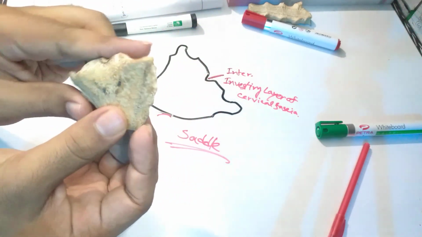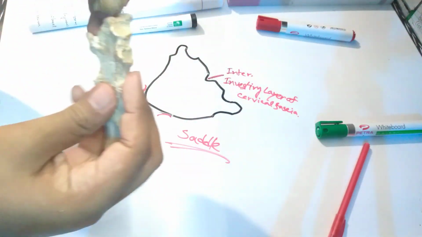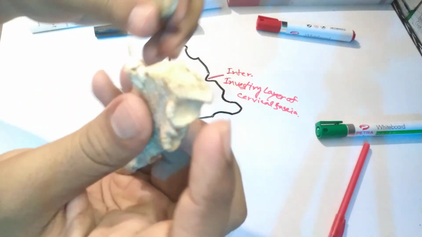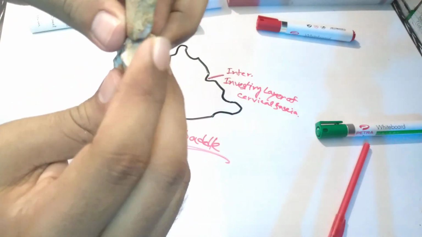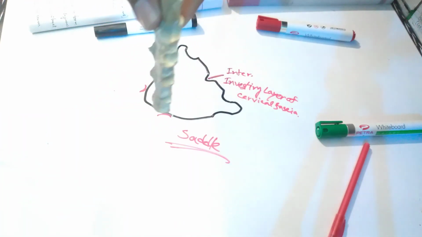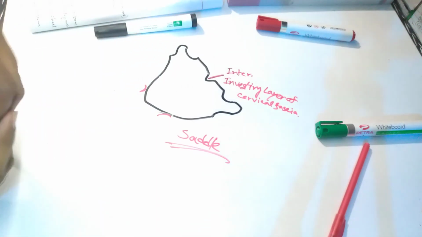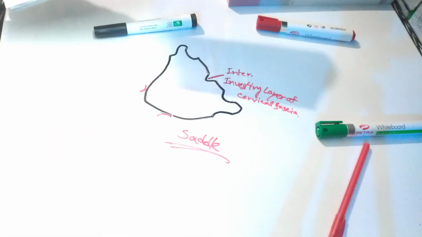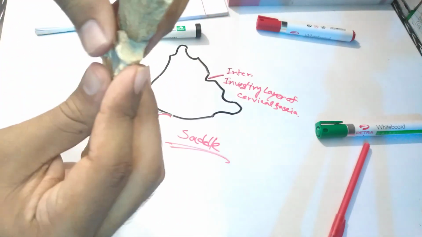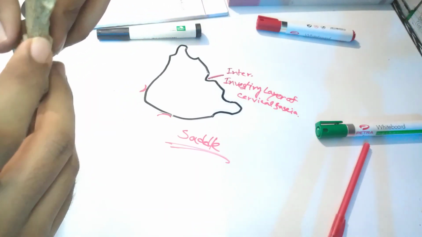The lower demifacet articulates with the body of the sternum, and in this position this facet and the lower demifacet of the manubrium, these two articulate with the second costal cartilage to form the second chondrosternal joint. The second chondrosternal joint is a plain type of synovial joint.